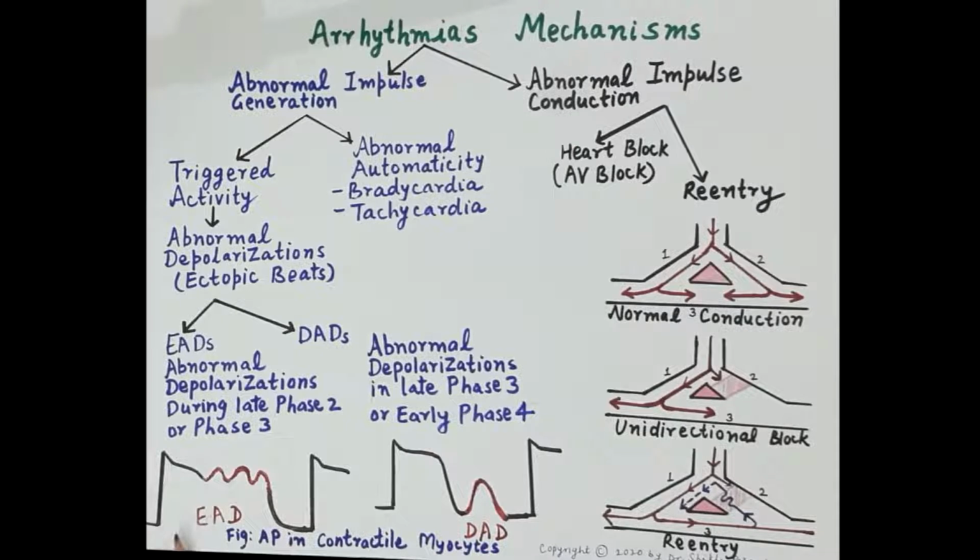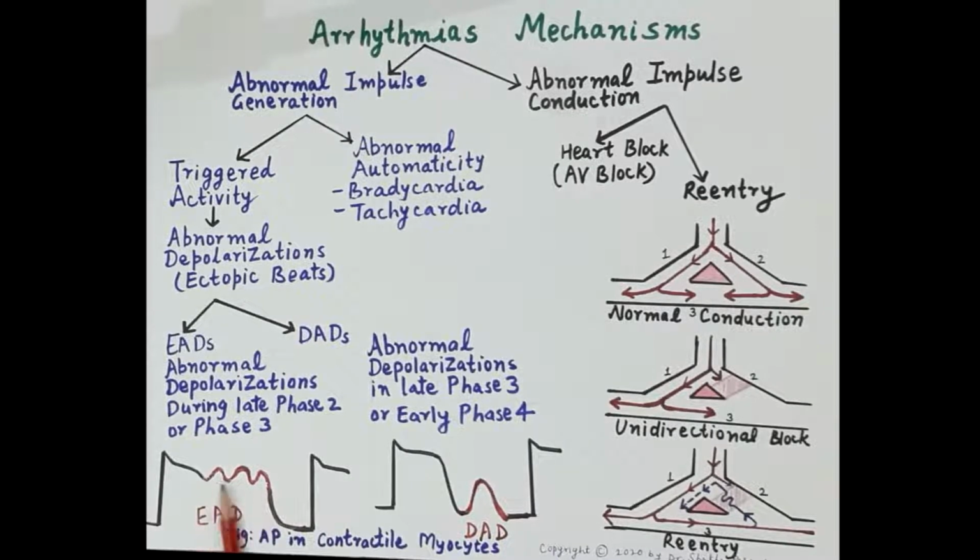There are 5 phases. If you remember, this is a phase 4, followed by the depolarization, that is a phase 0, partial repolarization, that is a phase 1, followed by the plateau phase, in which there is not much significant change in the membrane potential, and plateau phase is followed by the repolarization. Now in the early after depolarization, abnormal depolarizations occur either during the late phase 2 or the phase 3.